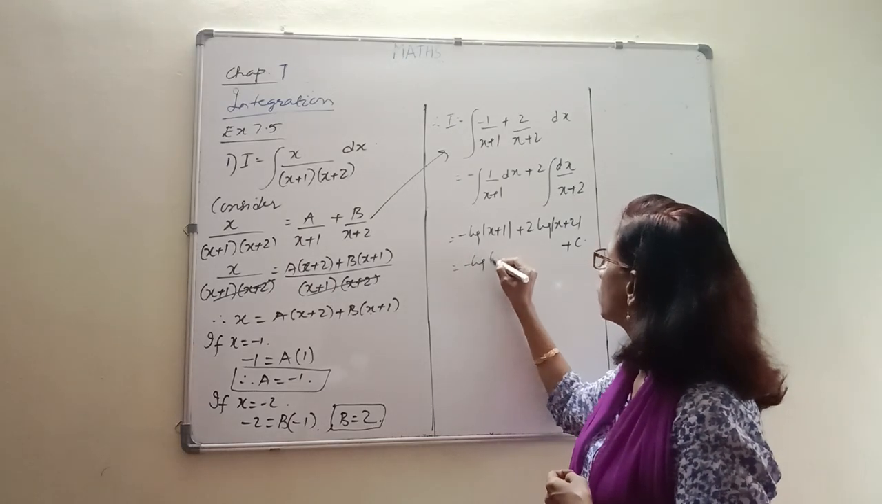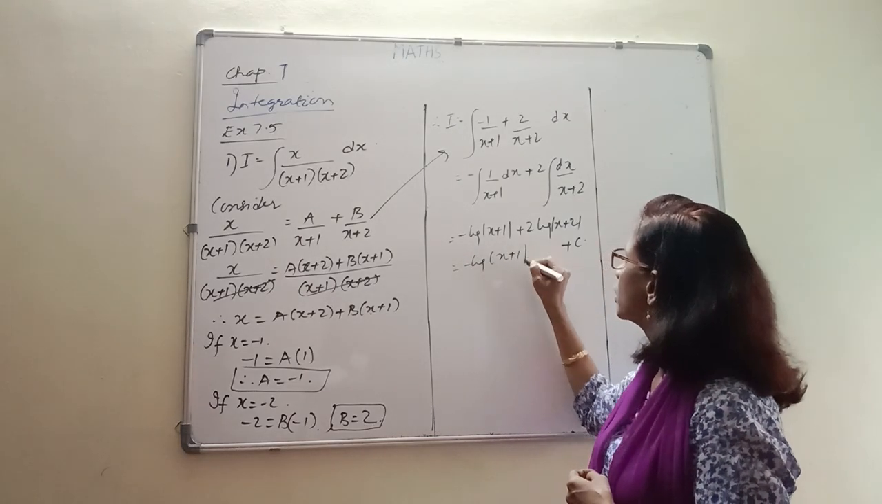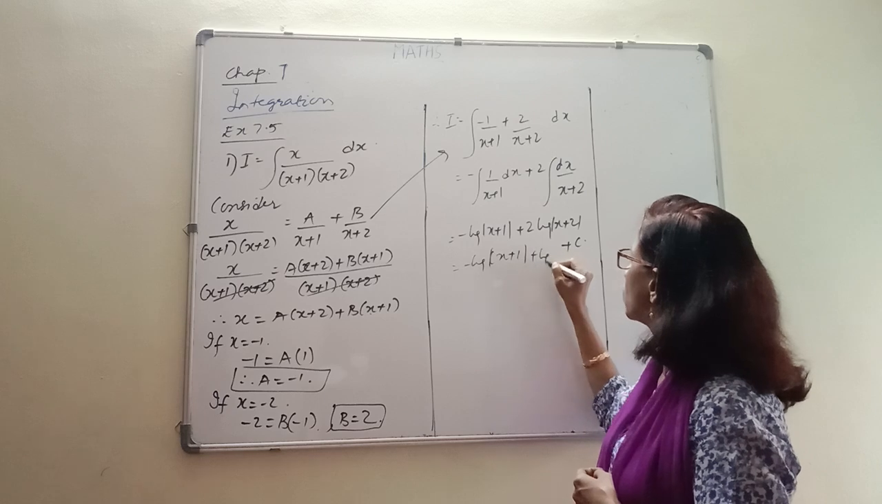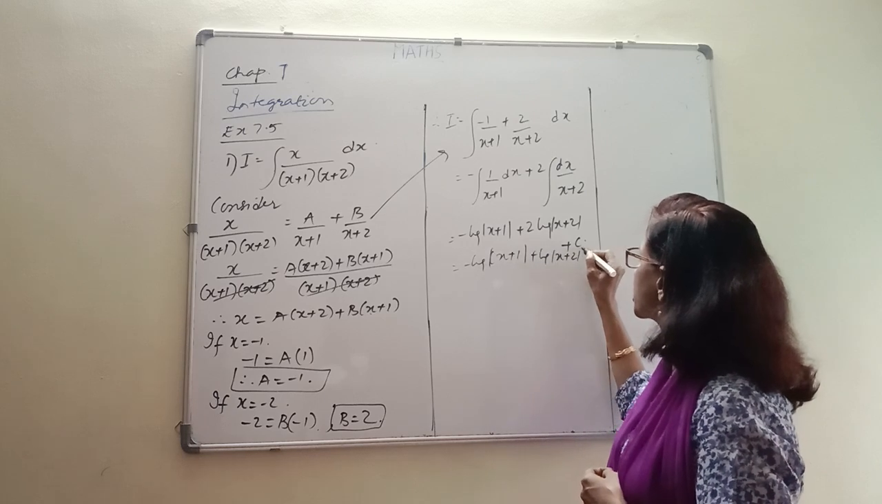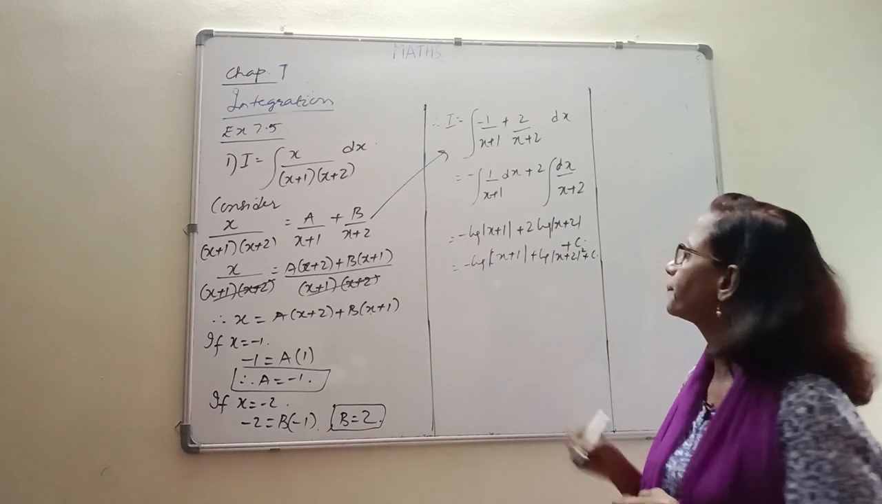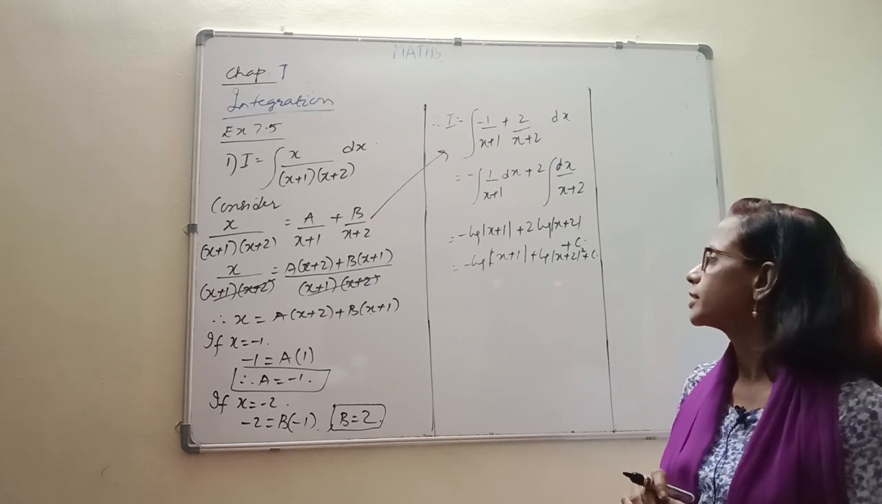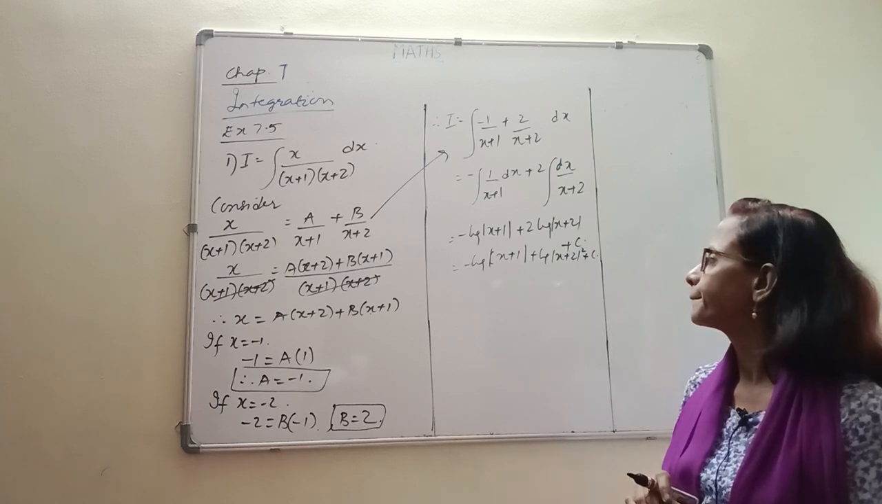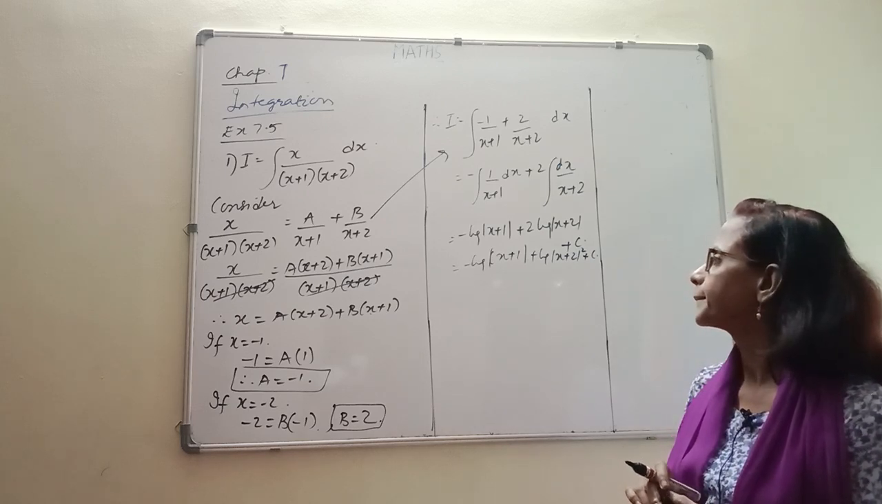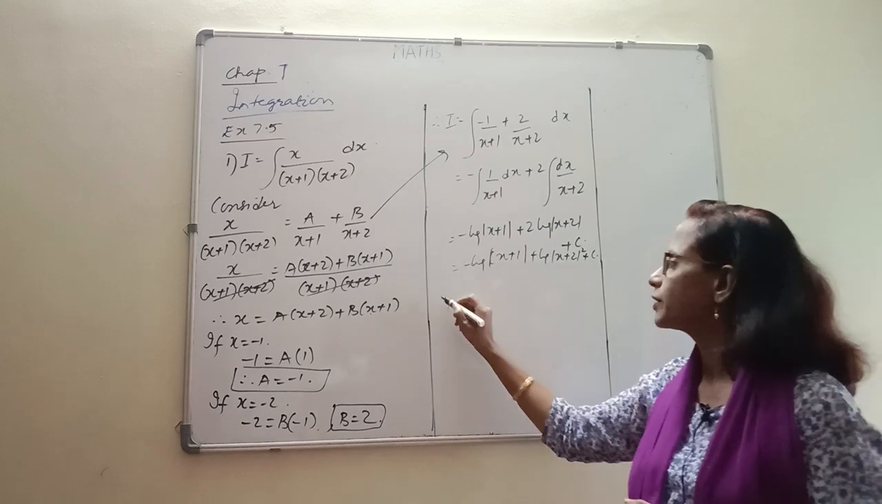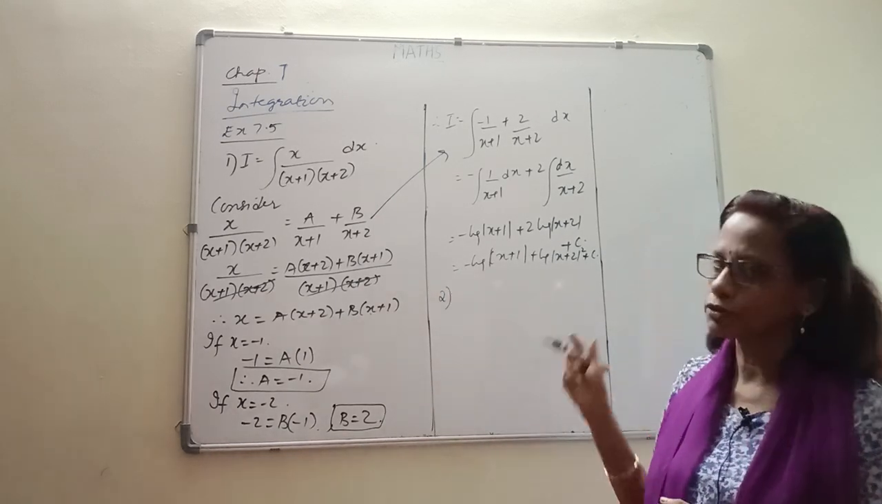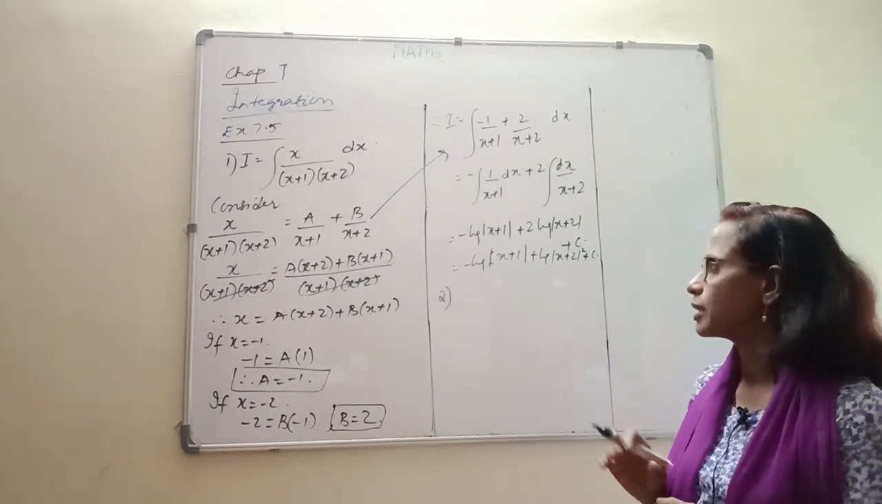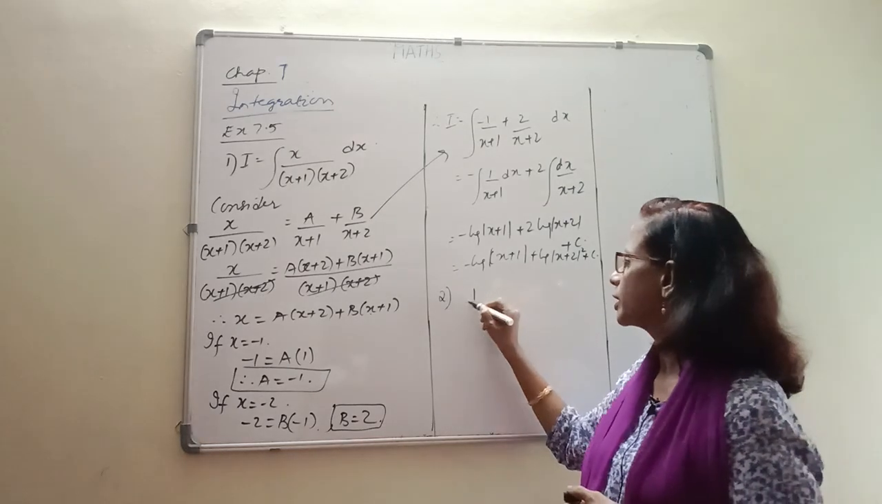Negative log x plus 1, if you want, you can call it log x plus 2 raised to 2, if you want, plus c. That's it. Now, I'm wondering whether we can leave it like this or should we simplify. Of course, simplifications are possible. This is how it is. Let's go in for the next one.